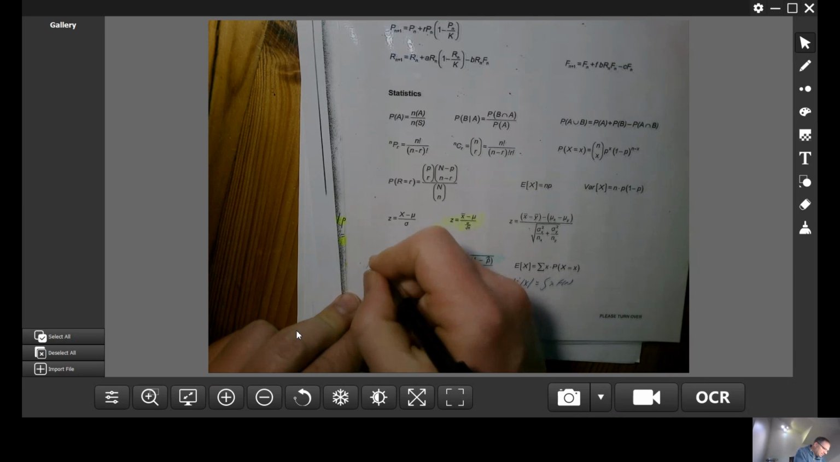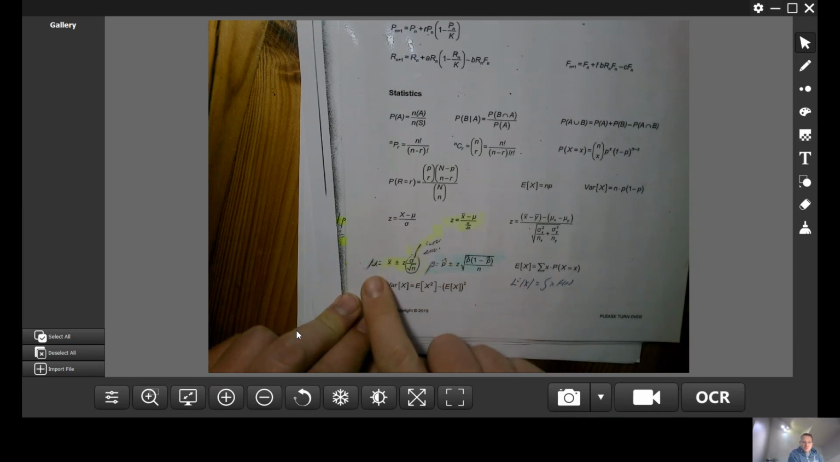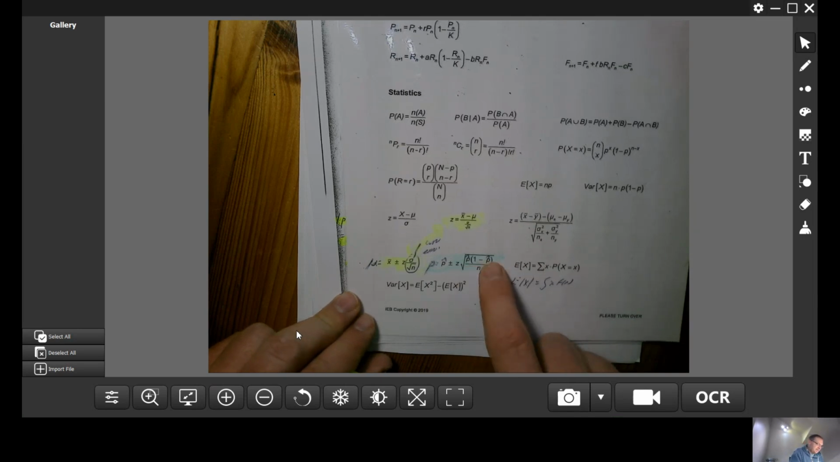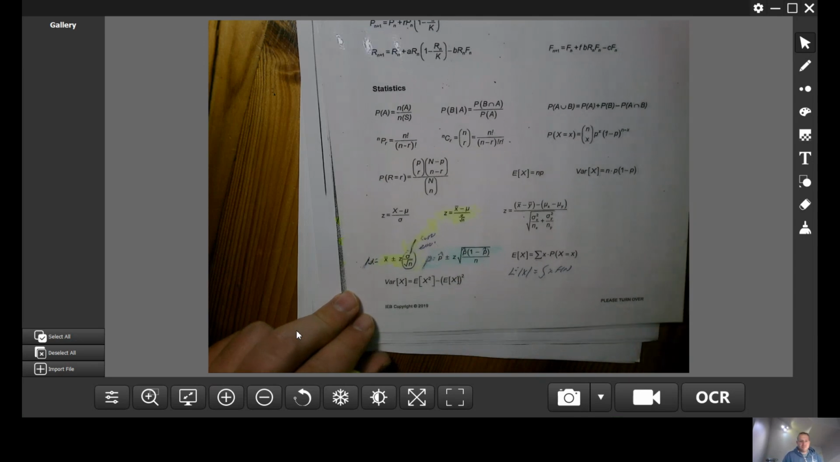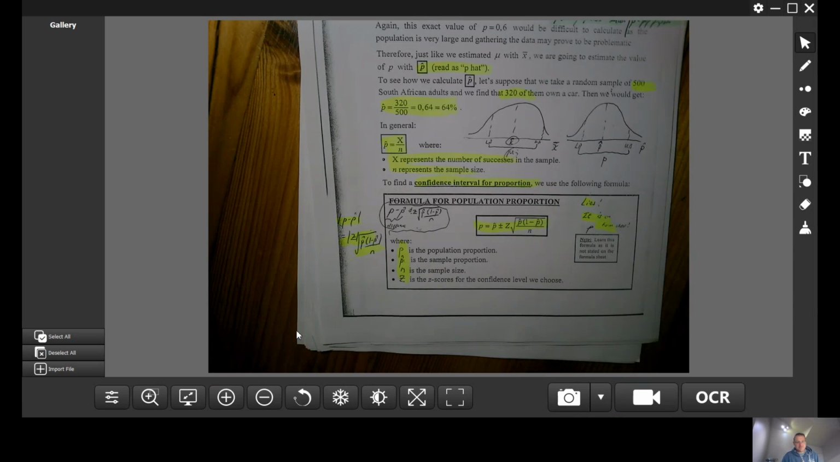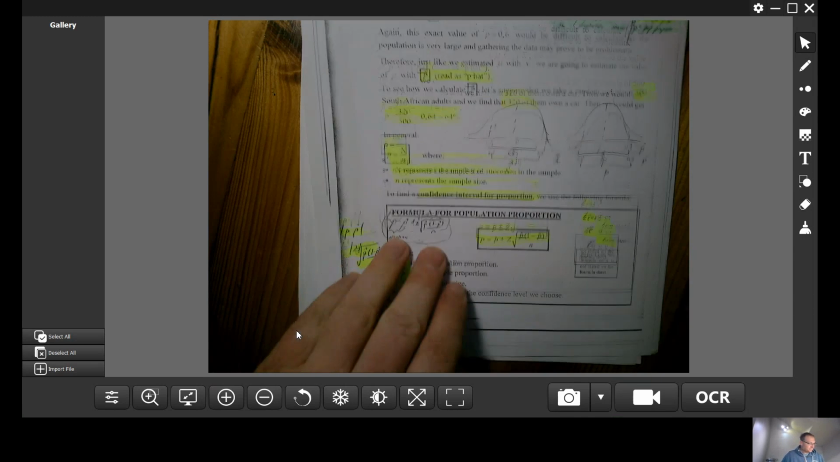Just like over here, they didn't fill in mu. Mu is equal to X bar. Here you should fill in P is equal to P hat. It's kind of on the formula sheet. Just remember that the P's written down there are what we refer to as P hat, in other words, your sample proportion. Get straight into it.